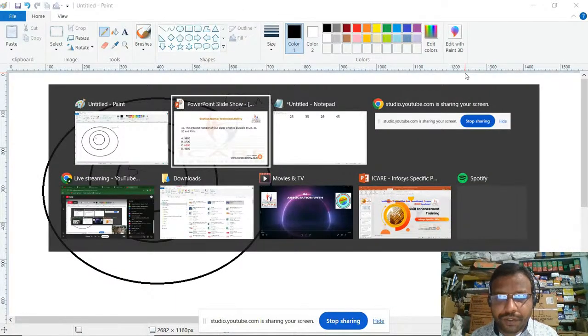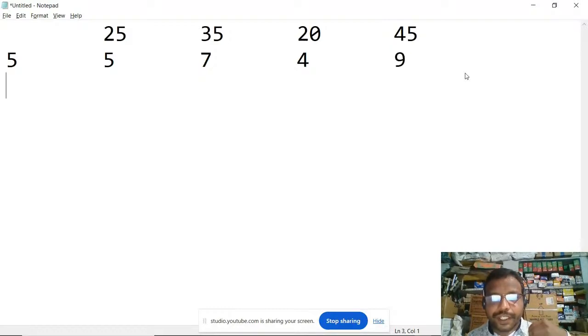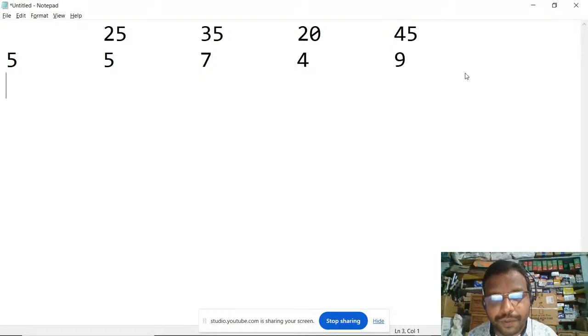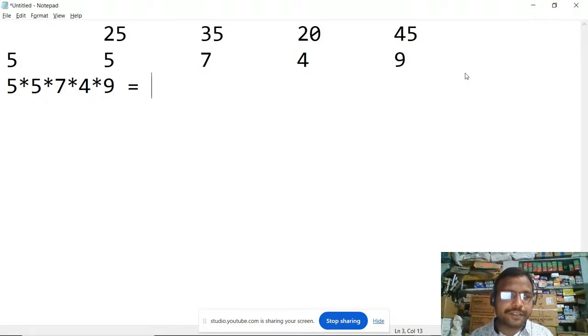So you have to go with a common multiple: 5 fives are 25, 5 sevens are 35, 5 fours are 20 and 5 nines are 45. Is there any possibility of a common factor? No. So directly you can multiply all the factors, 5 into 5 into 7 into 4 into 9. So just you have to calculate it.